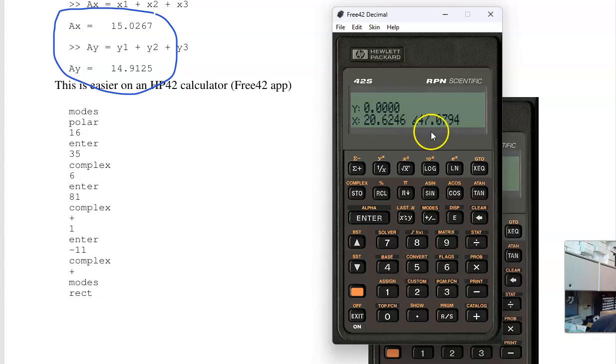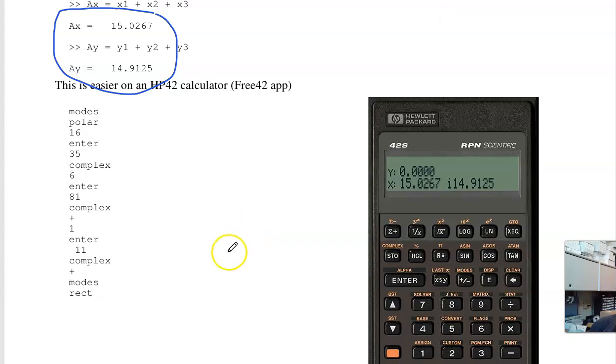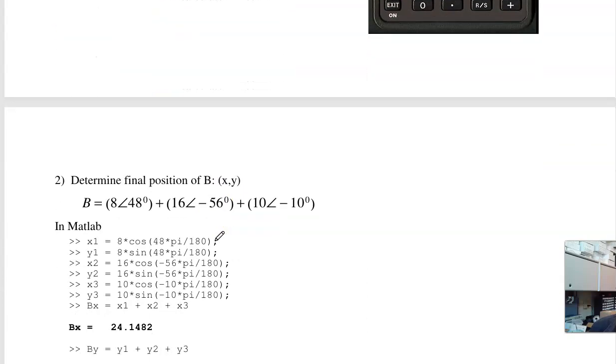The x's add, the y's add. Where I wind up is at 20 at 47 degrees. Now add 1 at negative 11 degrees. Add that, and there's my final spot. To see what it is in xy, just do modes rectangular, and there's the x coordinate and y coordinate. So the calculator is actually easier than Matlab for this type of calculation.